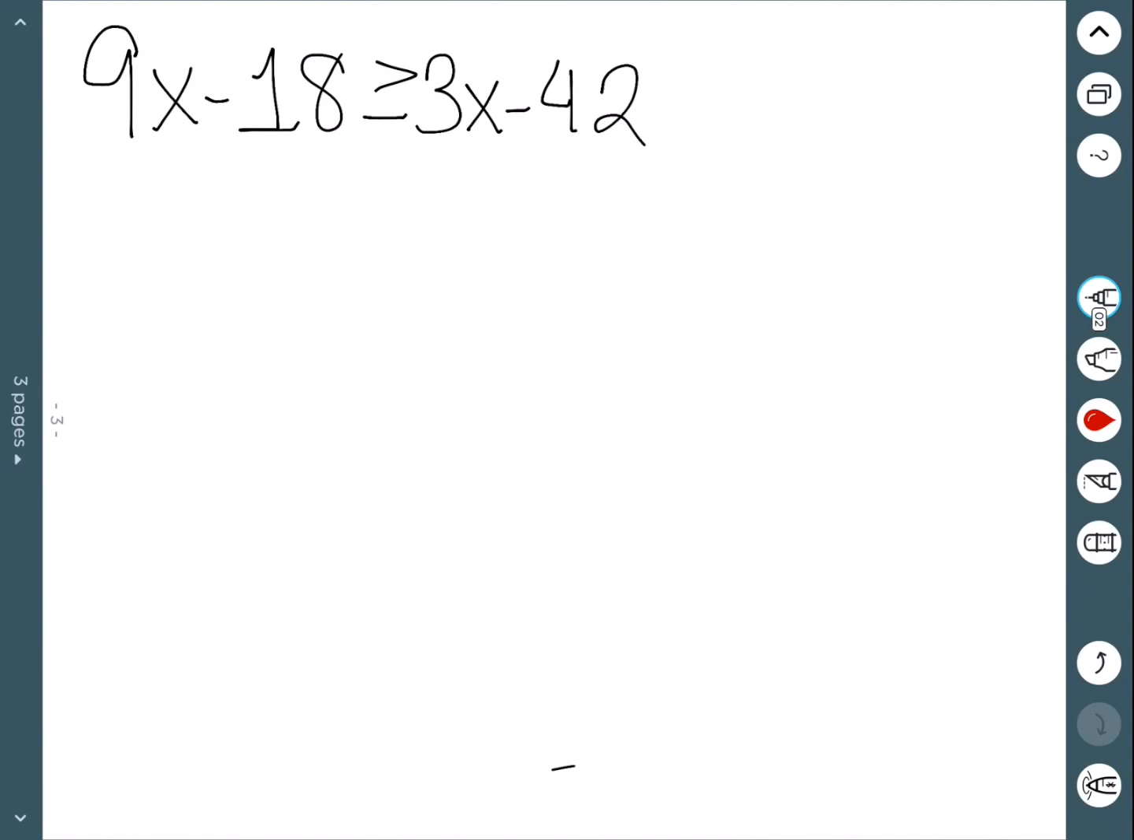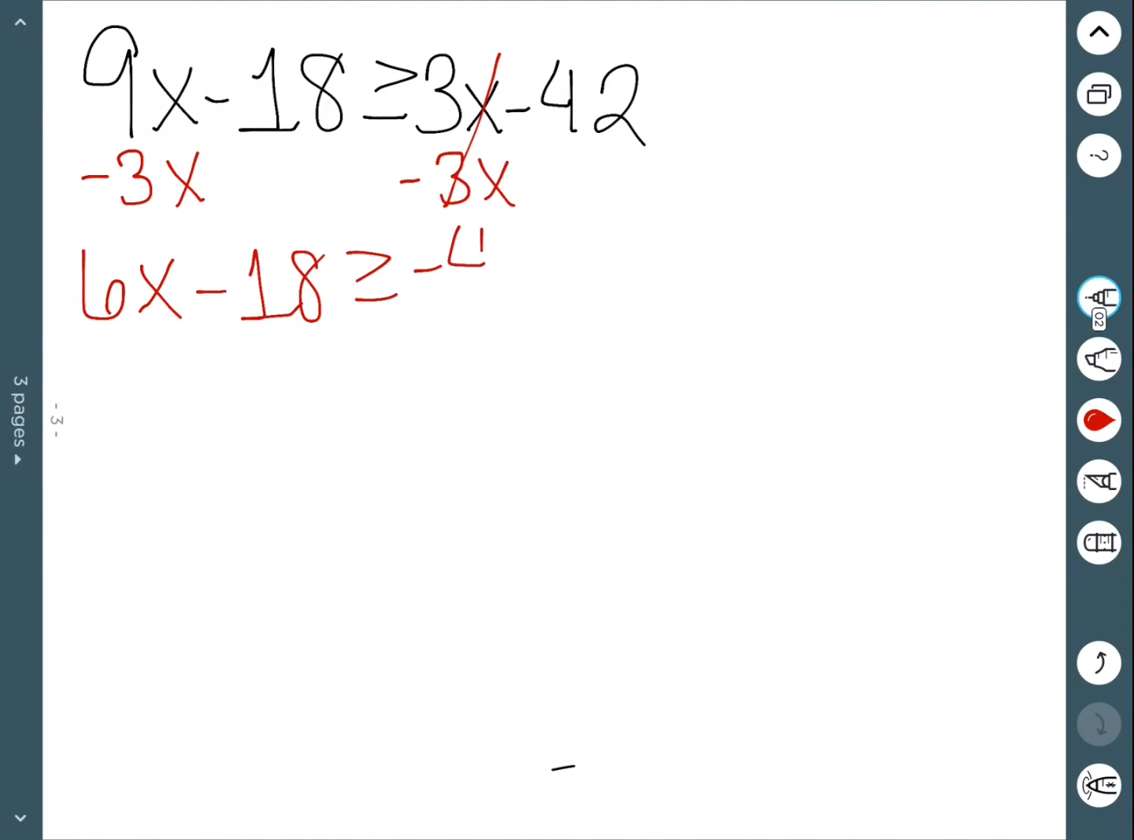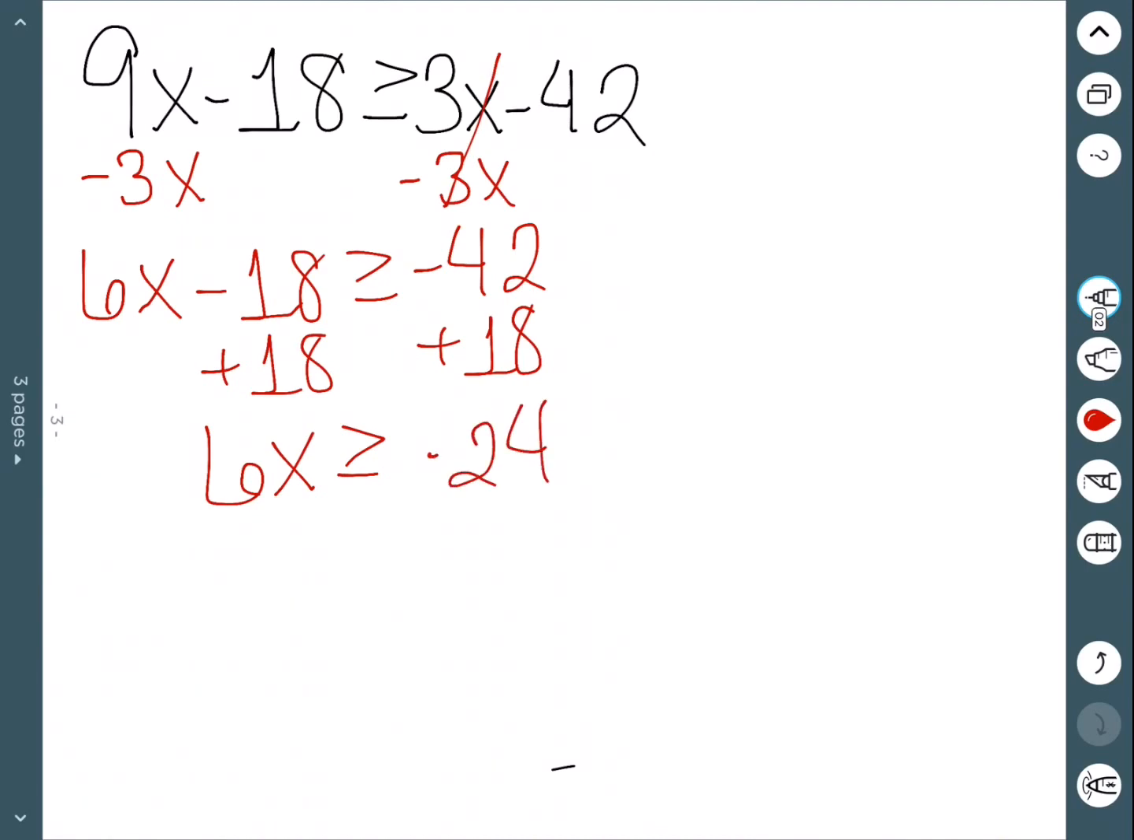Here's a slightly more complicated inequality. We need to start by getting all of our variables on one side. In order to do that, I'm going to subtract 3x from both sides. 9 minus 3 would be 6x minus 18 is greater than or equal to negative 42. We can then add 18 to both sides. The left is then a 6x. And then on the right, we have negative 24. Dividing by 6, I get that x is greater than or equal to negative 4.